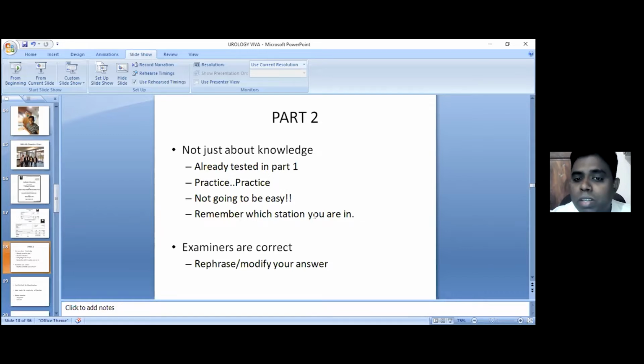And always remember what station you are in. And examiners are most of the time correct. So don't try to correct the examiner. If they are not satisfied, just rephrase your answer and say it in a different way. And still, if you don't know, just say, sorry, I don't know, I can't remember now. Then you can move to the next question. If you stay there, you can't score marks, right?